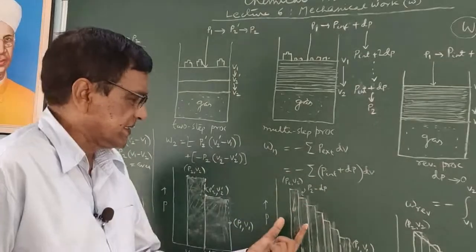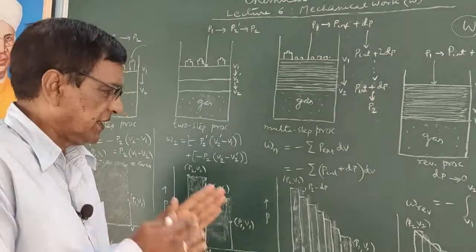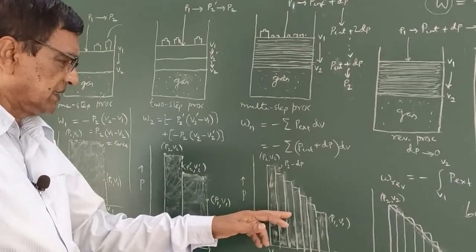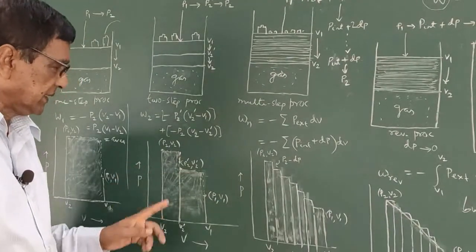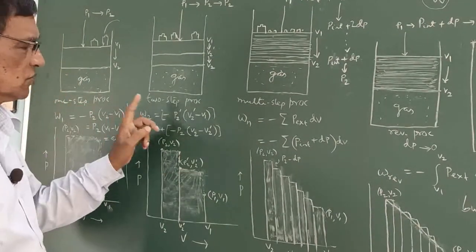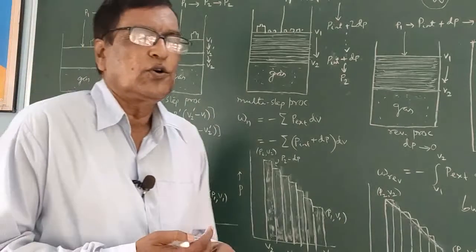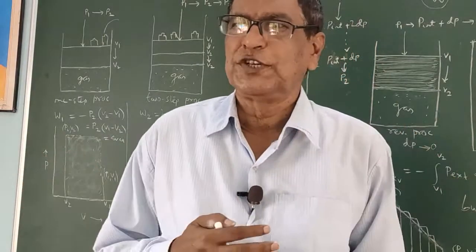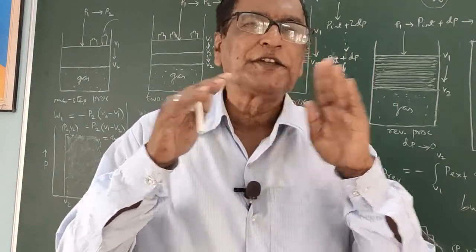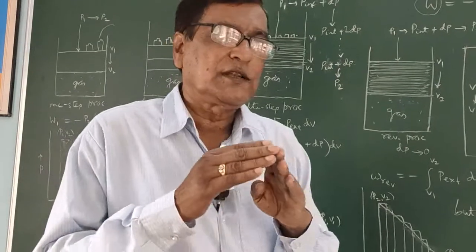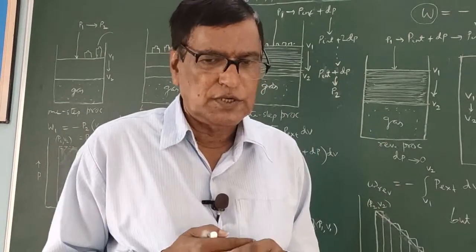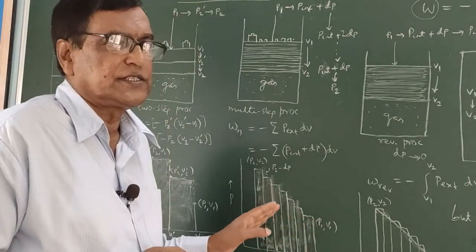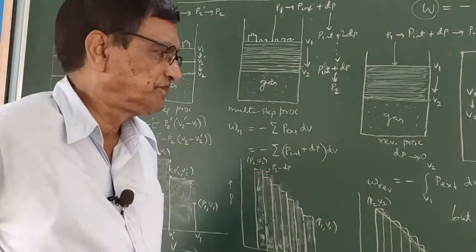And in this case the area is again less than it has become in case of one step or two steps. So we see that with the number of steps for the same volume change, if we increase the external pressure by a very small amount, then the amount of work required is again smaller.